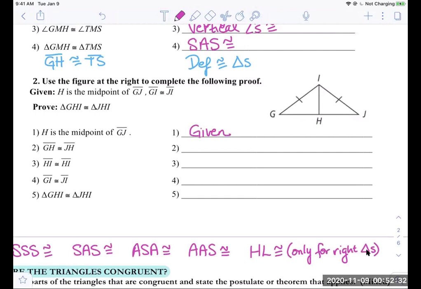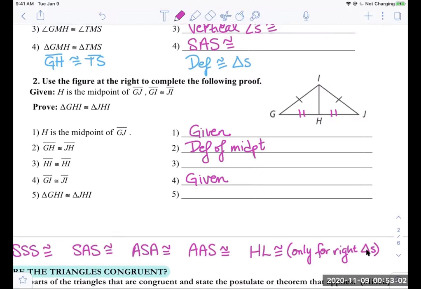H is the midpoint of segment GJ. And then statement number 4 is actually given. So don't forget that both givens have to show up there someplace. And if they're not at the beginning together, then they're spread out and you've got to find them. Okay, so GH is congruent to JH. That again would be the definition of a midpoint because we know that H is the midpoint of segment GJ.